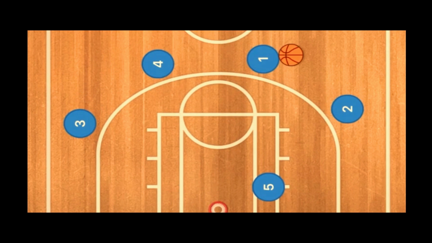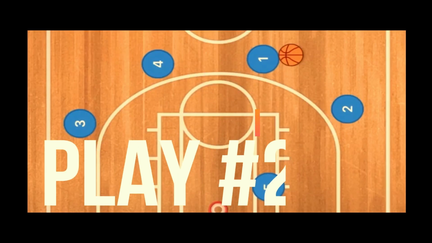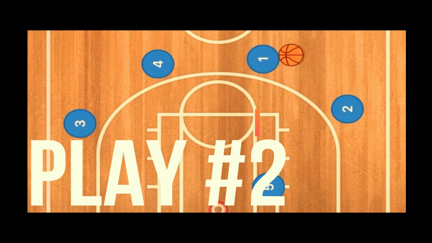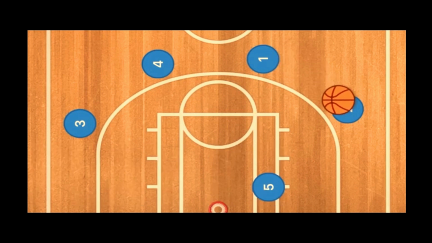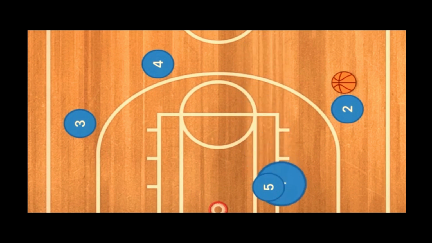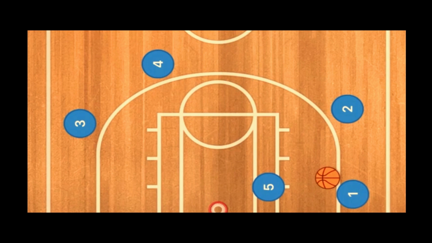Now on to play number 2. You can see this is going to be a triangle offense. And how we're going to be doing this is player 1 is going to be passing to player 2. 1 is then going to cut down to the post and out, where 2 could pass to player 1. Now this is going to be a triangle motion offense. You've seen this on my channel before.